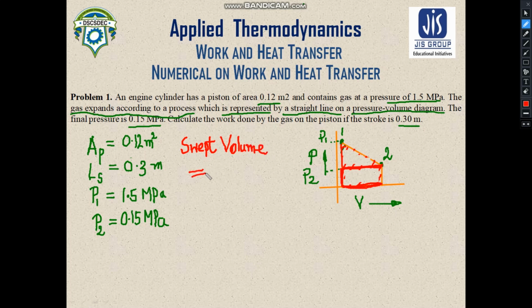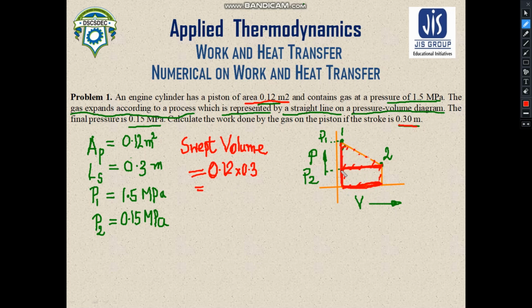So how can we calculate this swept volume? It is very simple. It is the area and the stroke. That means if we multiply the area and the stroke length, we will find the volume by which the expansion has taken place. So let us just multiply 0.12 into 0.3. This will give us the value of the swept volume.